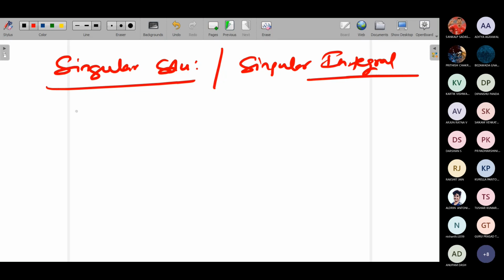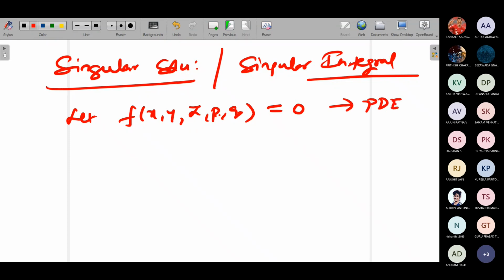Suppose you have an equation. Let f of x comma y comma z comma p comma q. So we have a PDE here. We are trying to find the solution for the PDE. Okay. So p and q are involved. So we have an equation involving x, y, z, p and q. Okay. So this is your PDE. Okay. What is our aim? Our aim is to find the singular integral or singular solution.